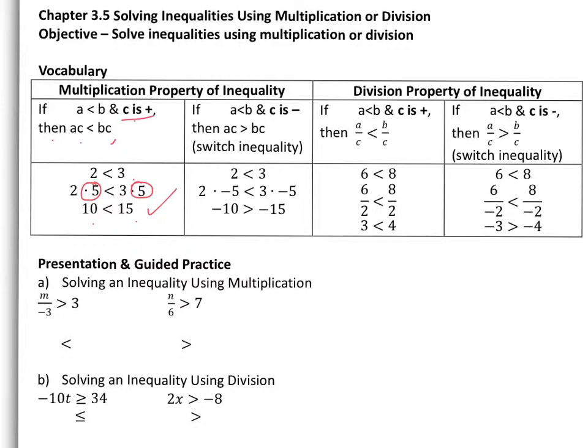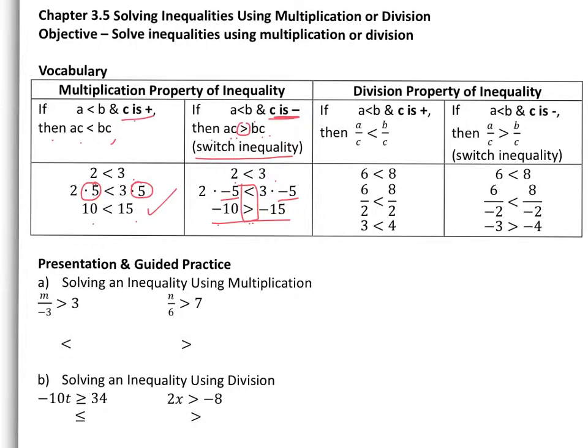However, if A is less than B and C is negative, then if I multiply C to both sides of the inequality, I need to change or switch the inequality. For example, 2 less than 3. If I multiply both sides by negative 5, I would get negative 10 greater than negative 15. We have to switch the inequality in order for this statement to be true.